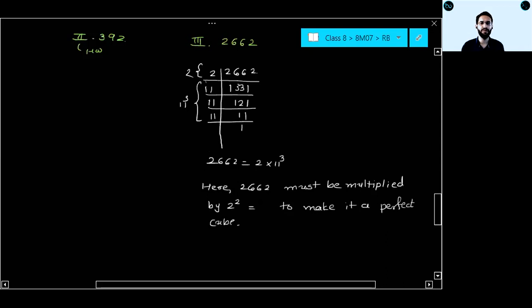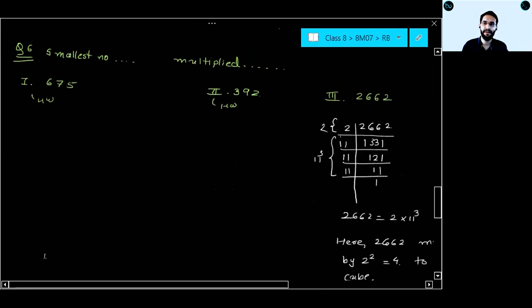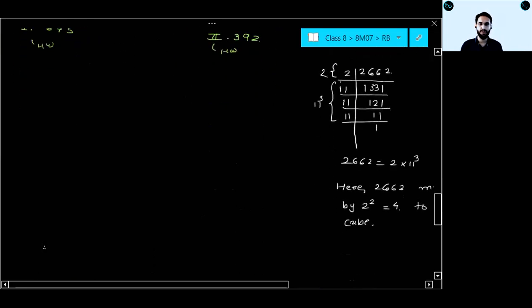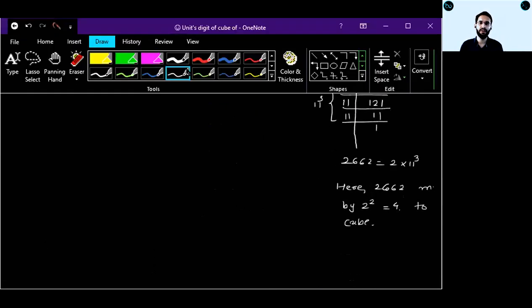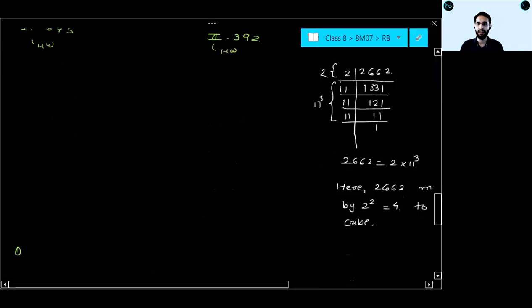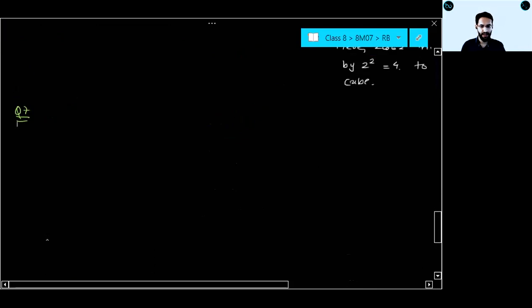And 2 square is nothing but 4 only. So what should be your answer? 4. They are not asking you the perfect cube or the cube root of the perfect cube. They are just asking by which number it should be multiplied. Easy, right? Can you try the remaining 2 from home? If you face any difficulty, I can show you in the next class.